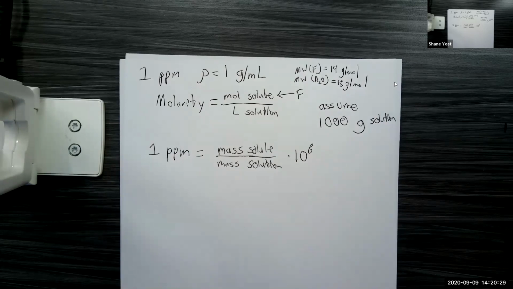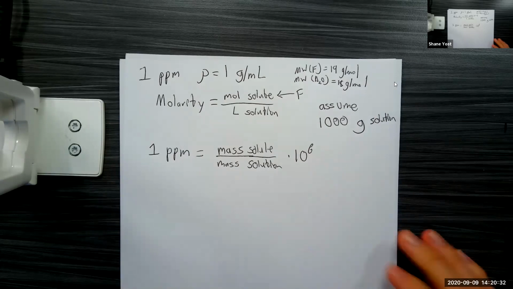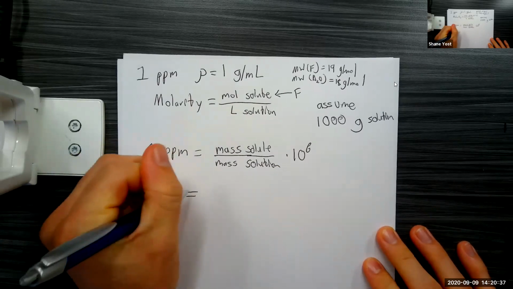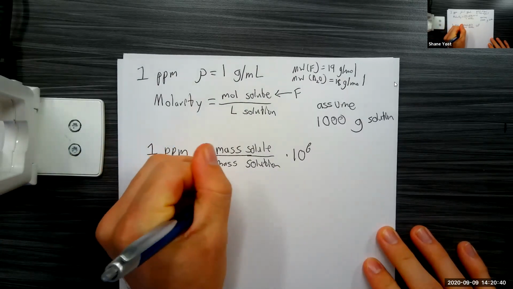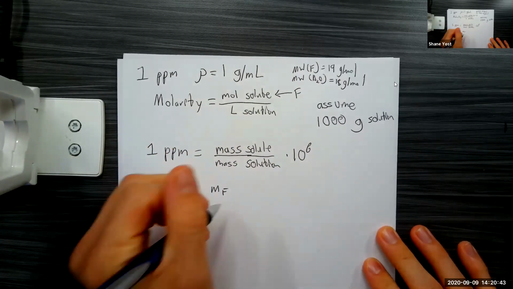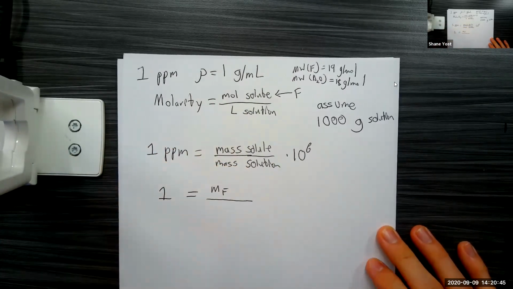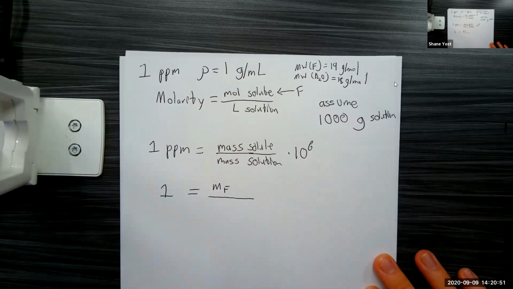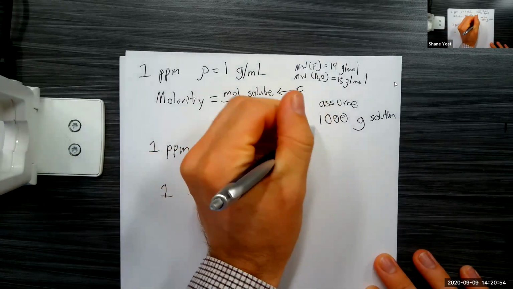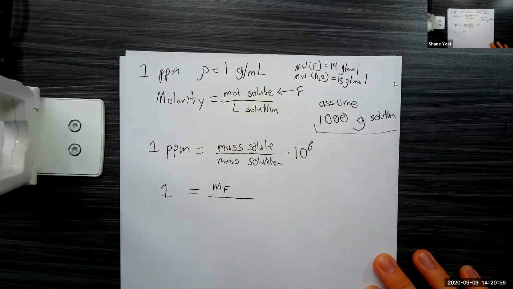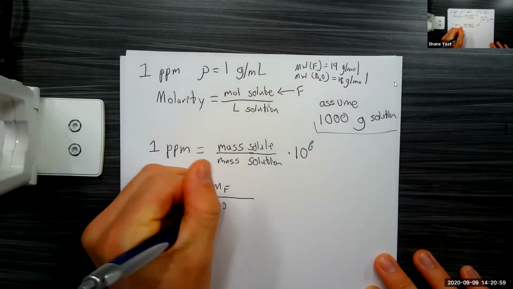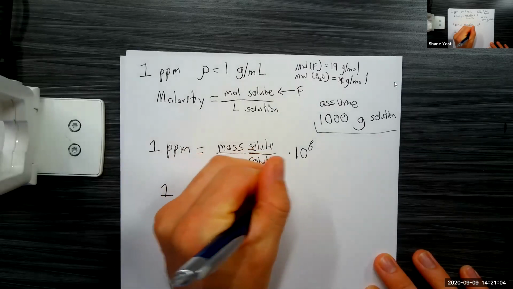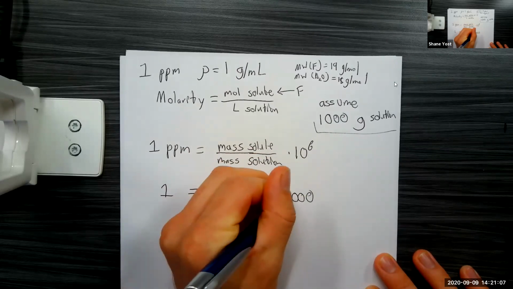And so if I assume 1,000 grams of solution, plugging that into this problem, I have 1 equals the mass of my solute, which again is fluorine. That's what we're trying to solve for, because as was stated, we need to find the moles of fluorine. To get the moles of fluorine, I need to first find the mass. And the mass of the solution I've assumed. I just said, let's say I have 1,000 grams of solution, and then that's times 10 to the 6, which is 1,000,000.